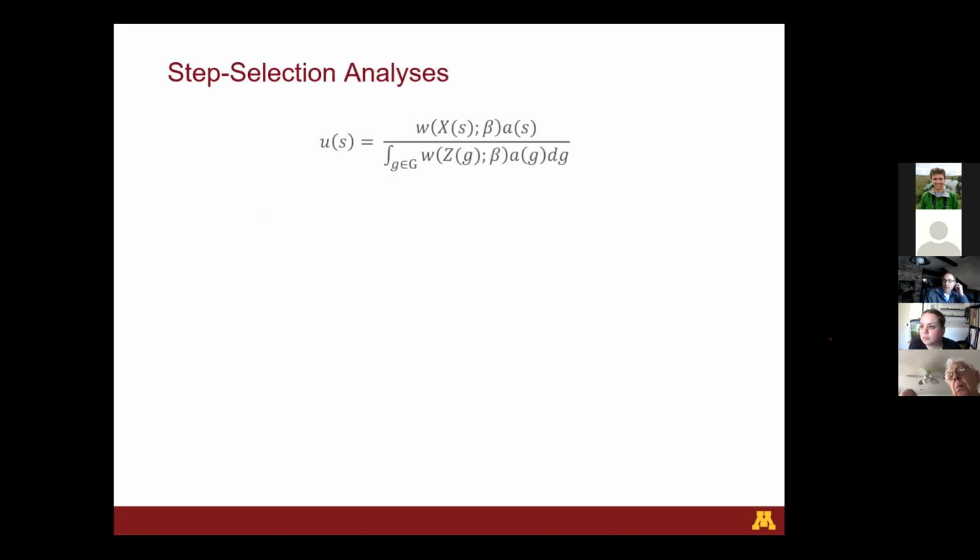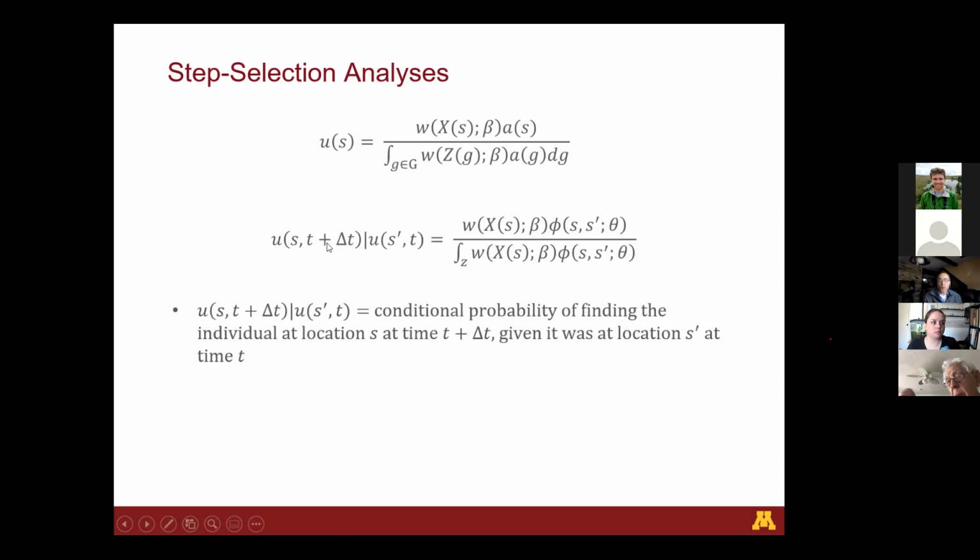To think about what step selection analyses do, you start with this weighted distribution theory framework, where we're modeling the distribution of used locations in space as a function of habitat that's available to the animals, and then this weighting function. Instead of writing this where all observations are equally available at all time points, we can write a model for the conditional use. So what's the probability that you're found in different areas, delta t time units from now? Let's say 15 minutes from now, where are you likely to be, given where you are now?